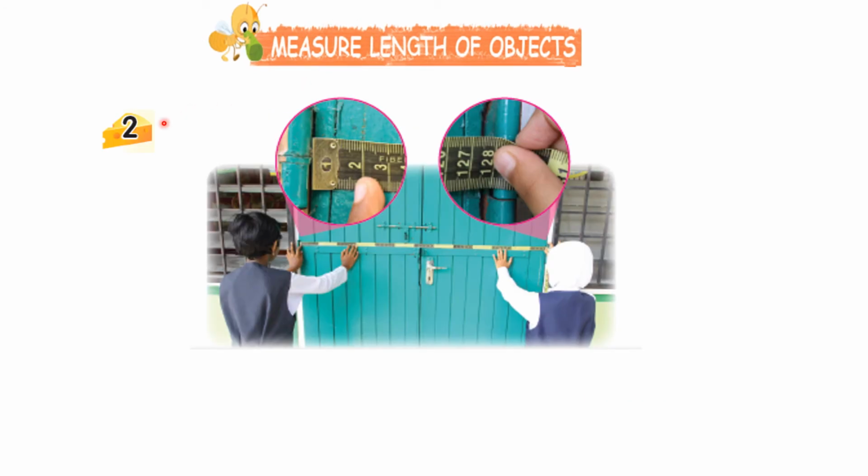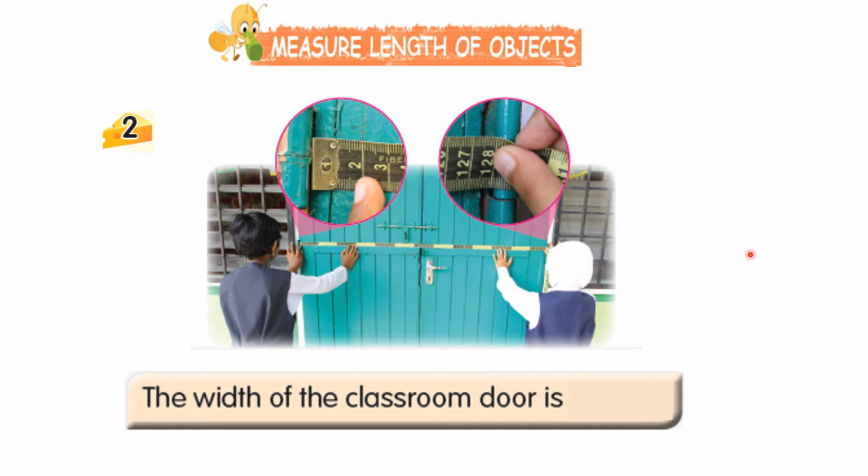Next, number 2. Look at the picture. They are going to measure the width of the classroom door. This is what we call width. Width of the classroom door. This is the start. We start from the zero.